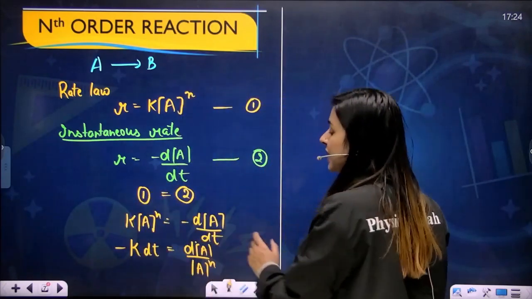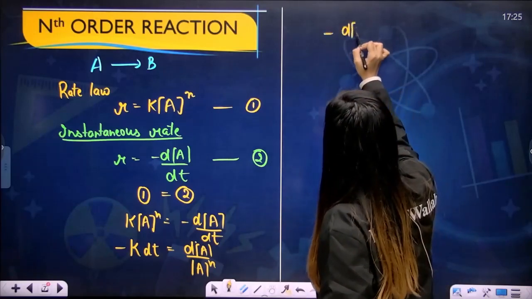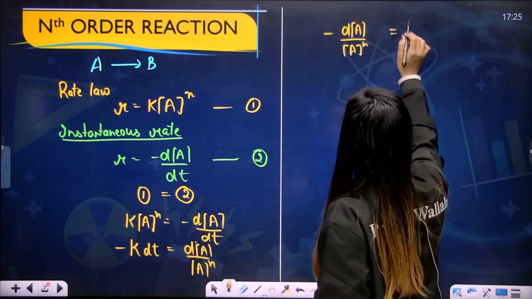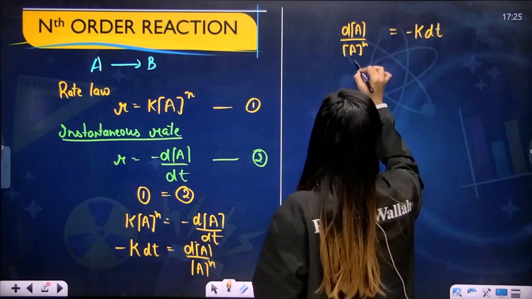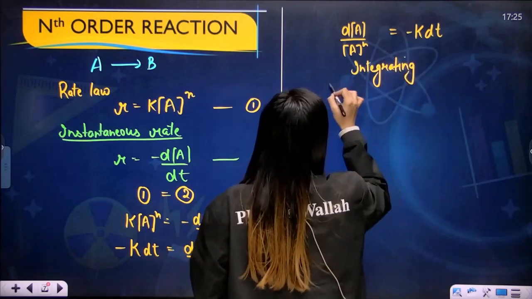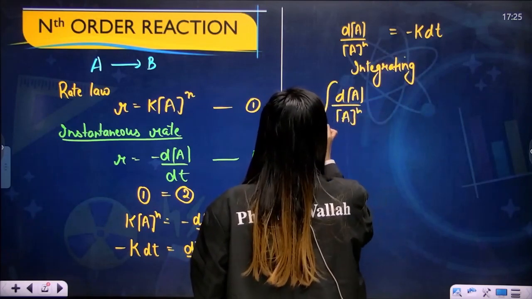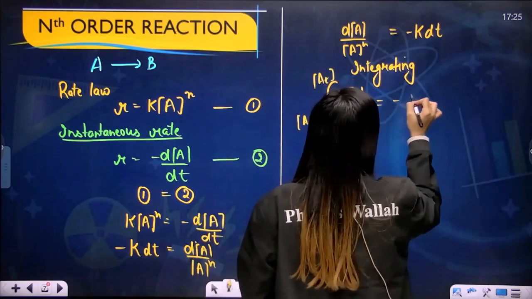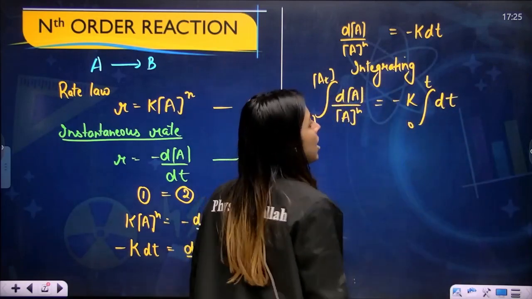Now, my dear students, we have cross multiplied it. Now we'll integrate both the sides. So this would be minus dA by A raised to the power n, and this would be equal to K dt. Now let's integrate. So integrating, what will I get? Integral of dA by A raised to the power n from A naught initial to final At amount would be equal to minus K, K is a constant, from 0 to t dt. I hope you're clear with this.